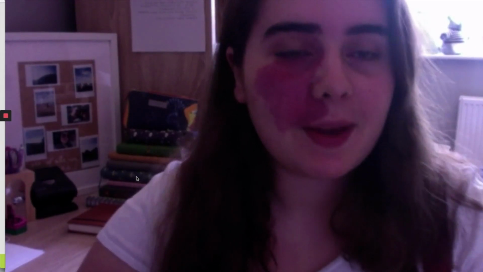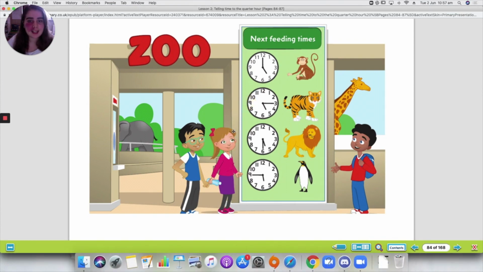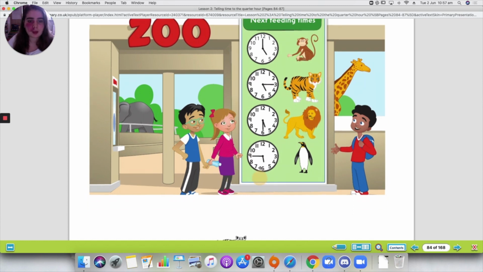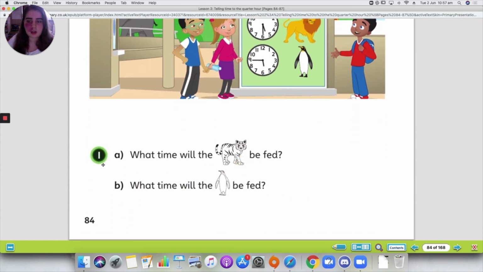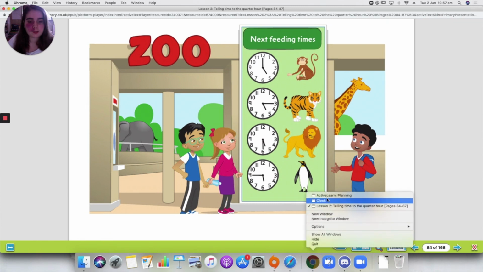So for the next part of the lesson, we are going to be jumping back into Power Maths. And this is Unit 13, Lesson 2. So here, similarly to Monday's whale watching times, we've got feeding times at the zoo. So we've got monkeys, tigers, lions and penguins all being fed at different times. Let's have a look. Question 1A is asking us what time will the tigers be fed? I'm going to recreate this time on our clock tool.